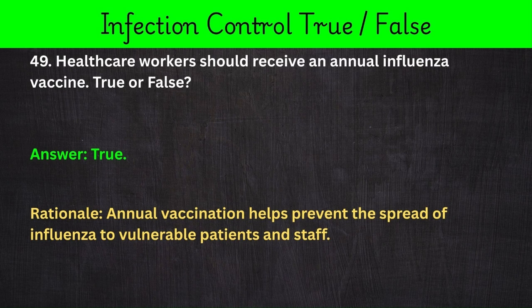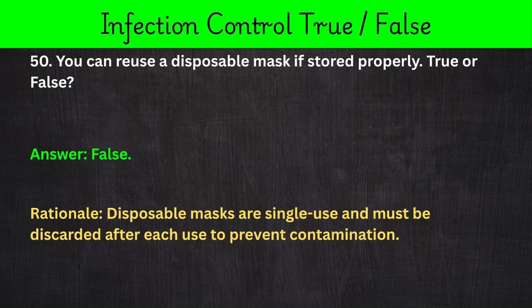49. Healthcare workers should receive an annual influenza vaccine. True or false? Answer: true. Rationale: annual vaccination helps prevent the spread of influenza to vulnerable patients and staff. 50. You can reuse a disposable mask if stored properly. True or false? Answer: false. Rationale: disposable masks are single-use and must be discarded after each use to prevent contamination.